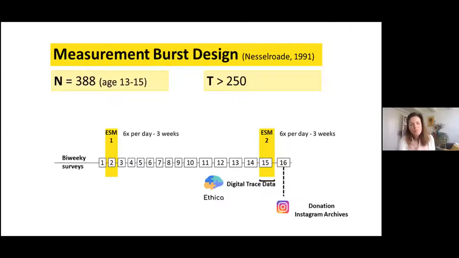So we followed 388 adolescents and had 250 assessments spread over two ESM studies.